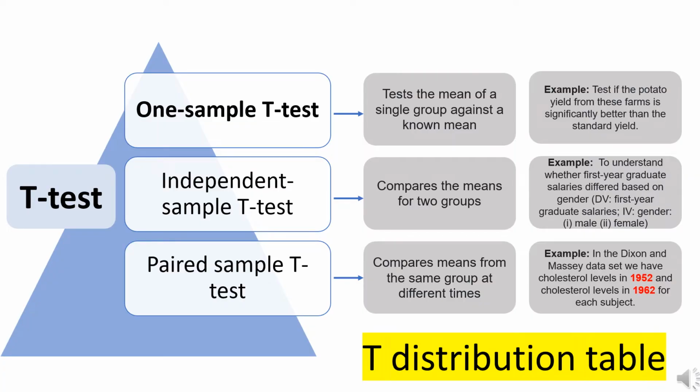T-test can be divided into three categories, which are one sample t-test, independent sample t-test, and paired sample t-test. And the cases are given as follows. Today you will learn how to statistically analyze using one sample t-test.